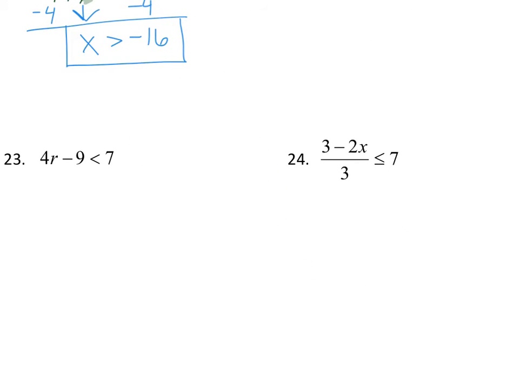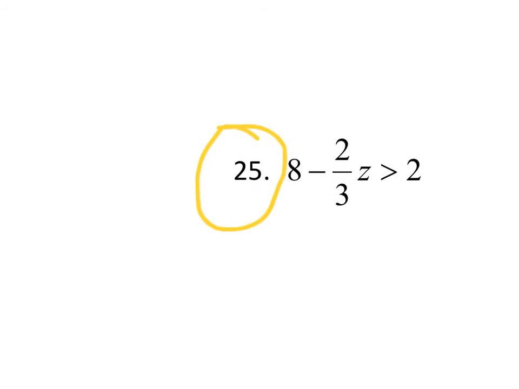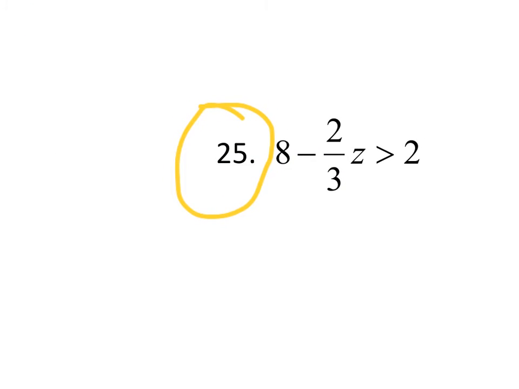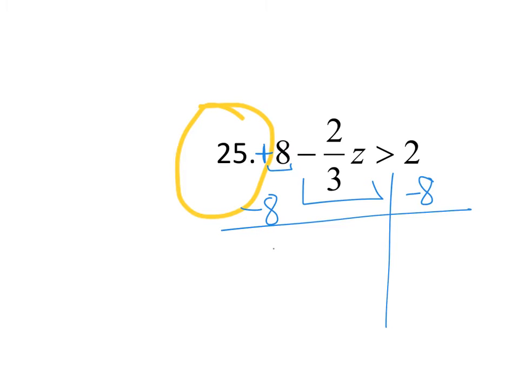25 also has a fraction in it, except this fraction is separate from the 8 that's in front of it. So if we look at this 8 here, it's separate from the fraction. So this is a positive 8. So the first thing I'm going to do, there's my inequality sign, is subtract 8 on both sides. So I get negative 2/3 z is greater than 2 minus 8 is negative 6.